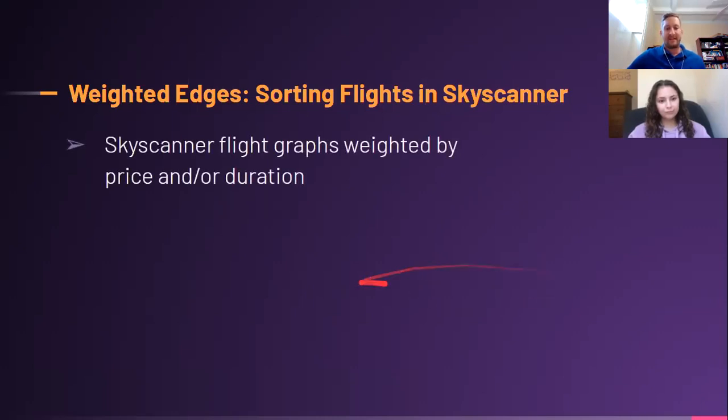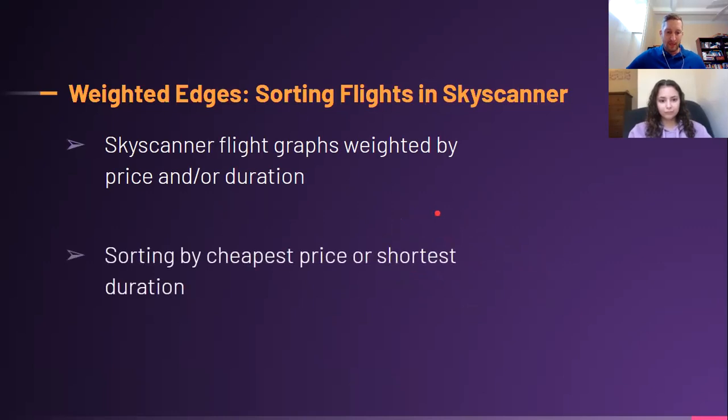Weighted edges sorting flights in Skyscanner: in addition to being a directed graph, Skyscanner uses weighted graphs as well, where they can weight the edges by either price or duration, which is how it allows you to sort on the application. If the graph is weighted by price, for example, it'll help you find the cheapest ticket. If the graph is weighted by duration, it'll help you find the quickest or shortest trip, which is what we saw in an earlier slide.